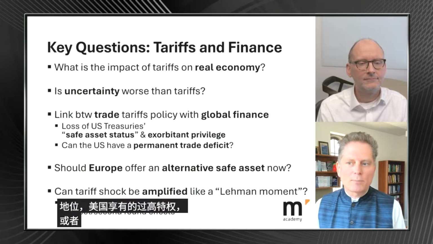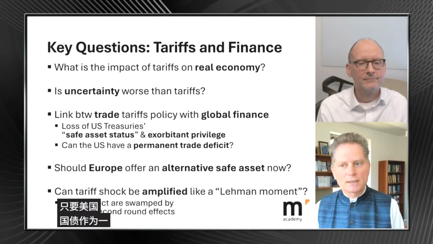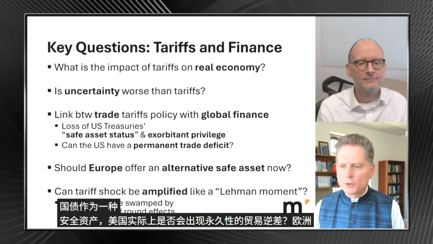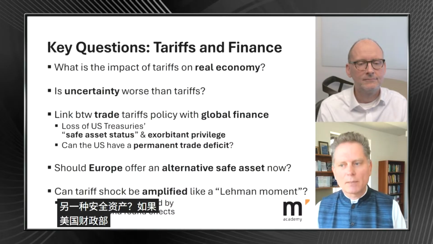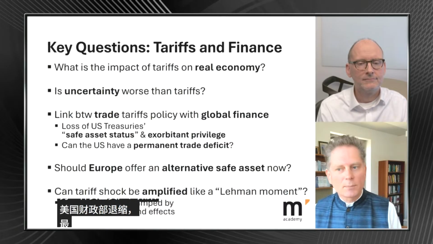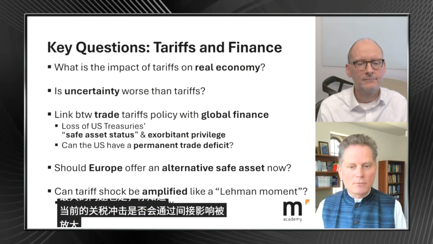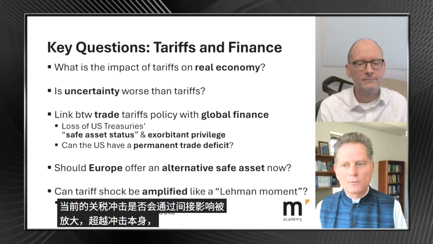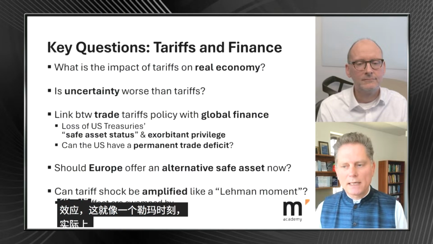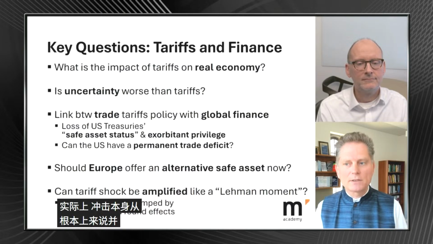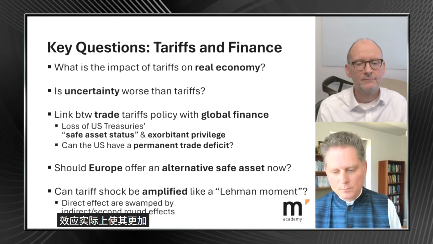or can the US actually run a permanent trade deficit as long as it runs the US Treasury as a safe asset? And should Europe provide an alternative safe asset if the US Treasury steps back? And the big question is also, will the current tariff shock be amplified beyond the shock itself through indirect, second round effects? It can be like a Lehman moment, where the shock itself fundamentally is not so big, but the amplifications make it much more dramatic.